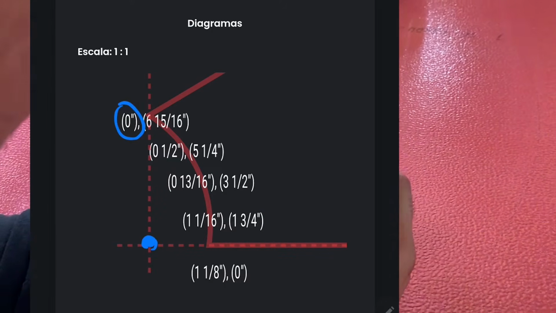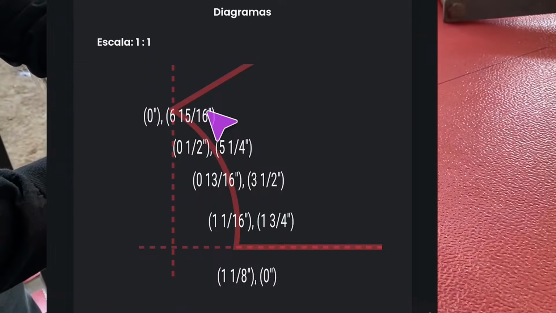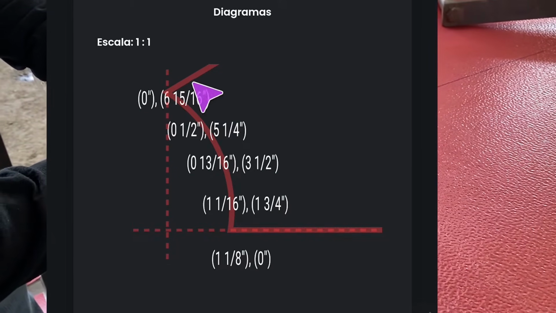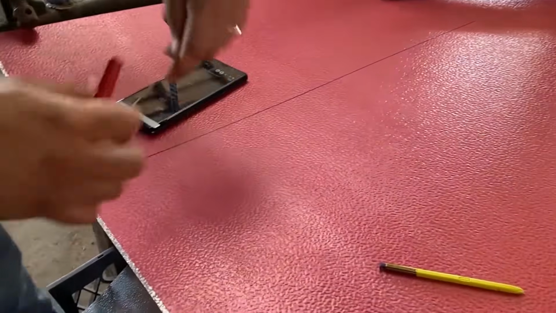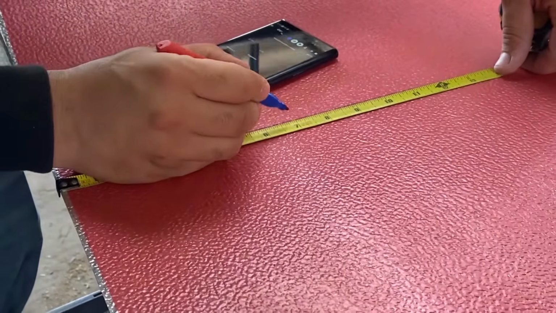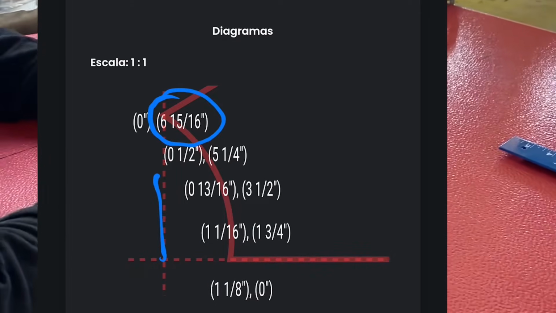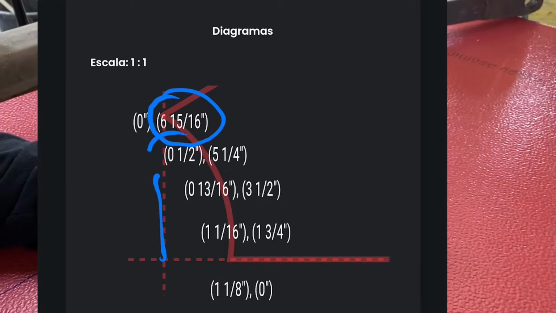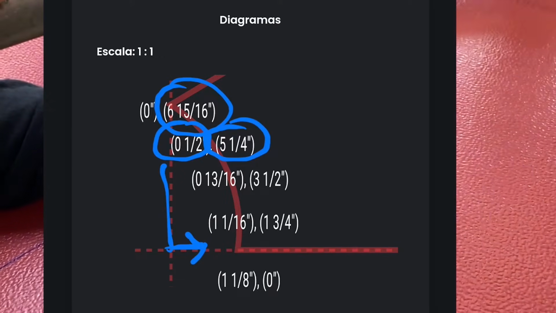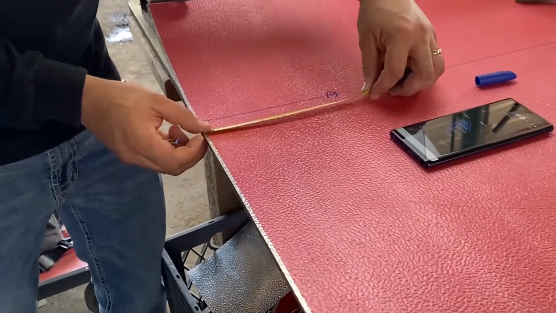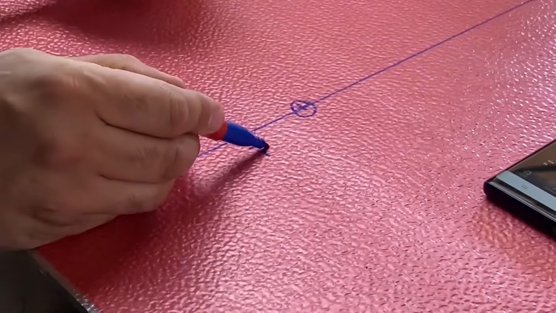What do I mean by that? Look, this 0 stays here. It stays the same. And then we're going to look for the 6, 15, 16. As I told you, the 6, 15, 16 from here up, which is our first point here. The second point is 1/2 inch left to right, and 5 1/4 inches from here up. Look, 5 1/4 and 1/2 inch here. And that's our next point.